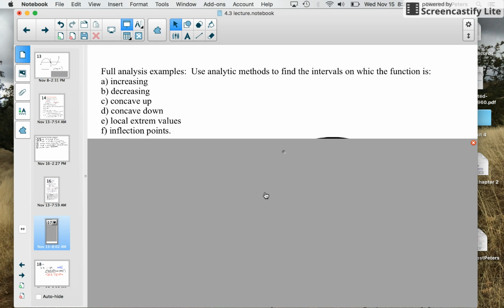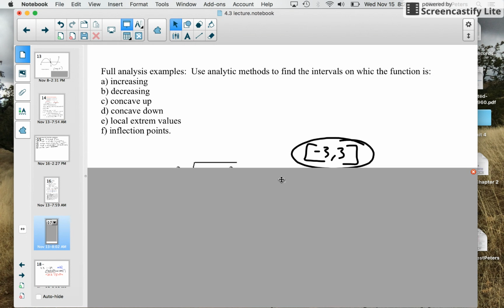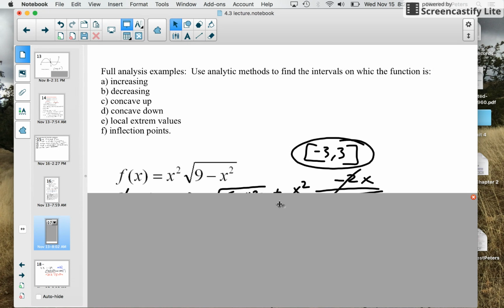Okay, our last example is one that's a little bit complicated. So make sure you pause it and make sure you really can follow the steps. We've got the function f of x equals x squared times the square root of 9 minus x squared. And we know that this function only exists on the interval -3 to 3 because that's what our domain is here inside the square root.